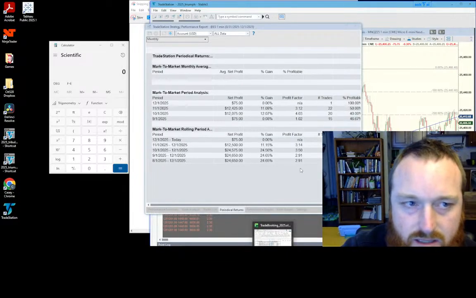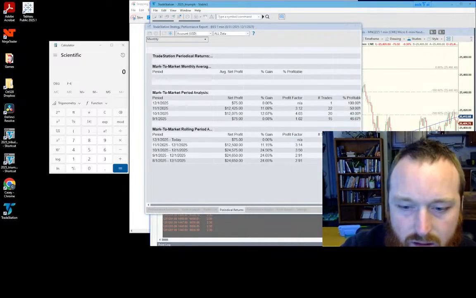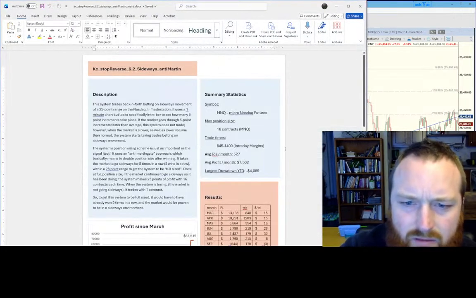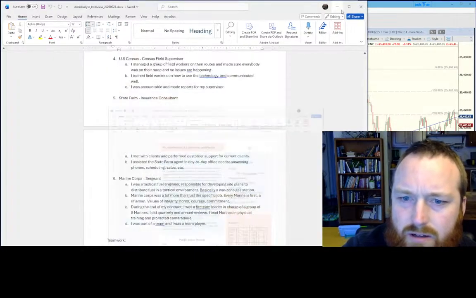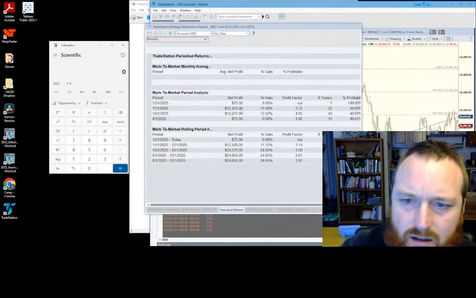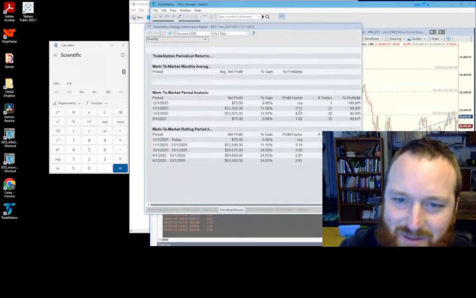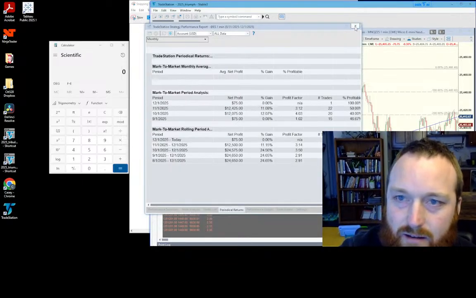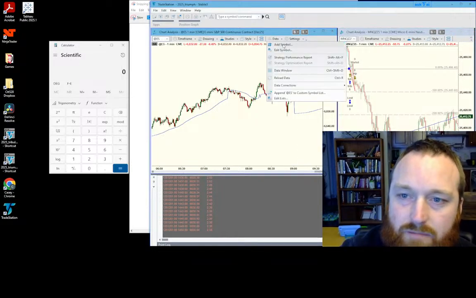How many trades does it take per month? I gotta see how many trades it takes per month. 500 trades a month, the other one. So this one's like, all right, 20 trades a month. Great. Sweet. All right, now it's time to test during the summer.